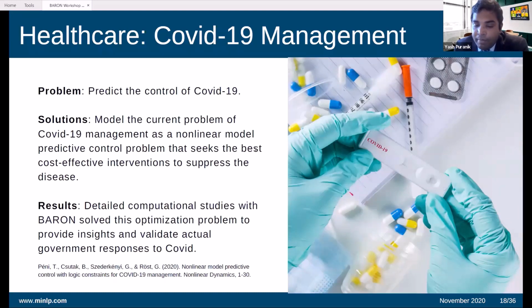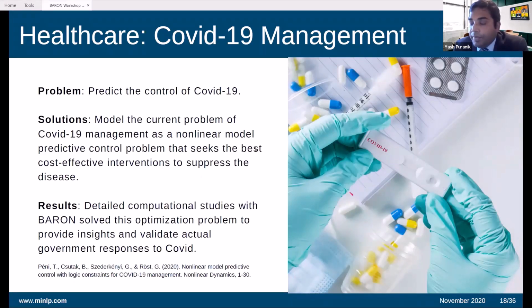Of course, managing COVID-19 is complicated. There are a number of different control actions you can take. They all have their challenges and all have their advantages, and the authors modeled all of those using logic constraints. So of course, now when you see logic constraints, you can see where I'm going with this. It's already a nonlinear model predictive control problem. You add logic constraints, which means you're now adding integer variables. The resulting problem was an MINLP.